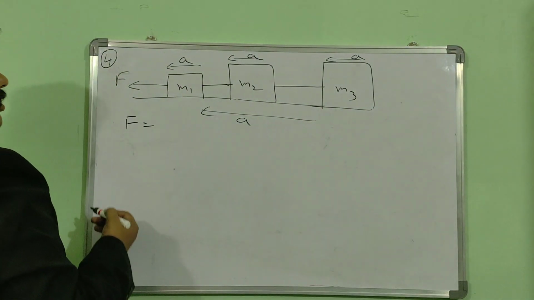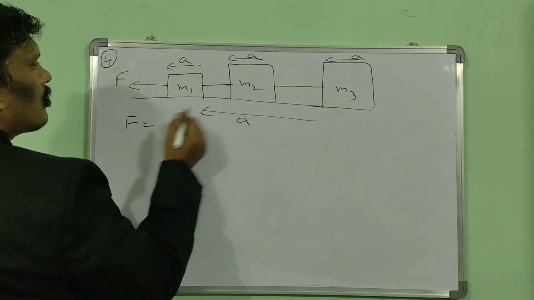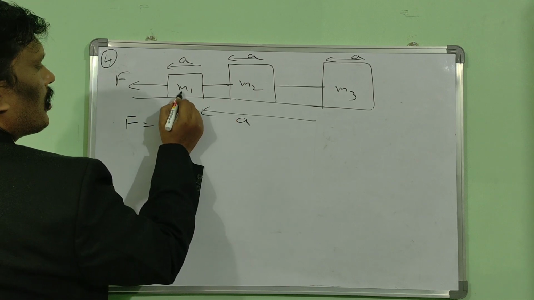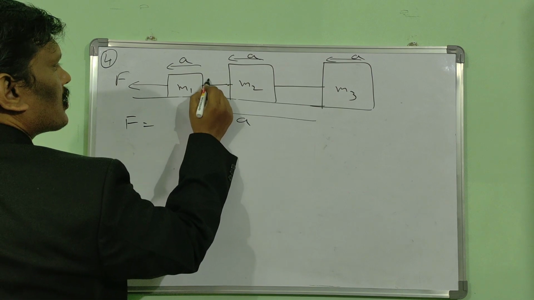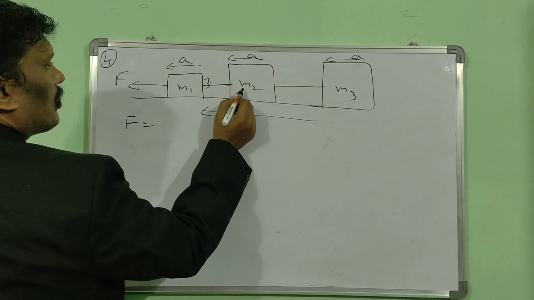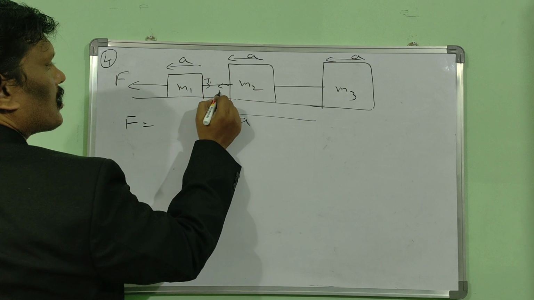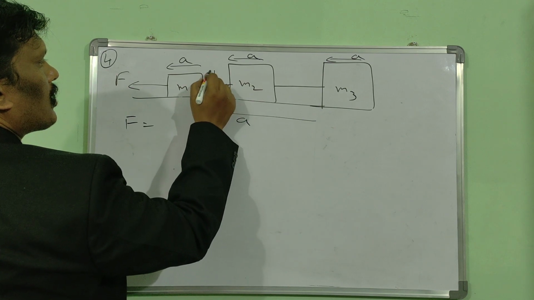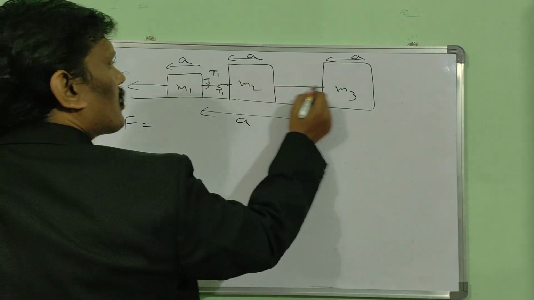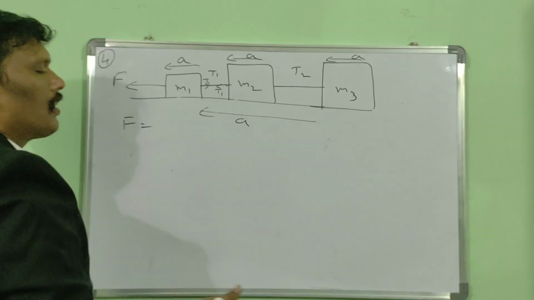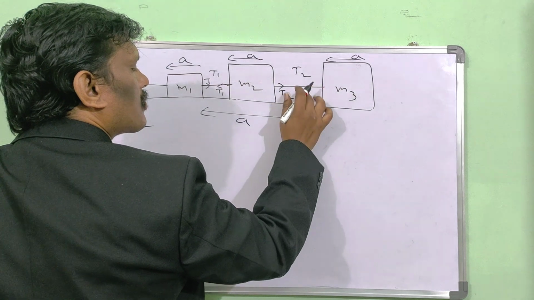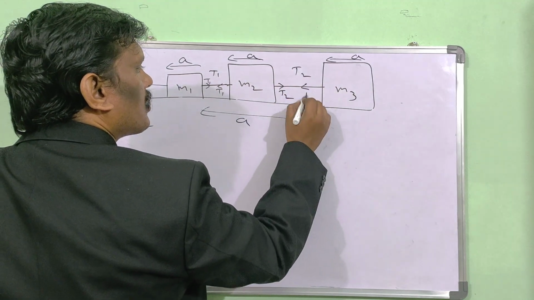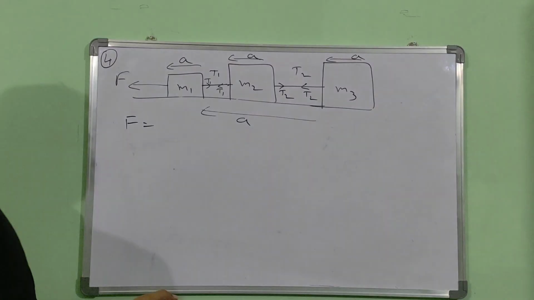Then how do we calculate the force? Here I am going to consider M1. This is the string. The string pulls M1 with tension T1. The string pulls M2 with tension T1. Why? Because in this string I am going to consider tension T1, and in this string tension T2. This string pulls M2 with tension T2, and the same string pulls M3 with tension T2. So tension is a pulling force, always pulling the body.